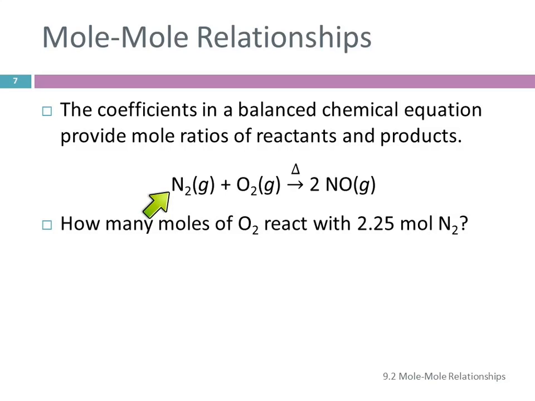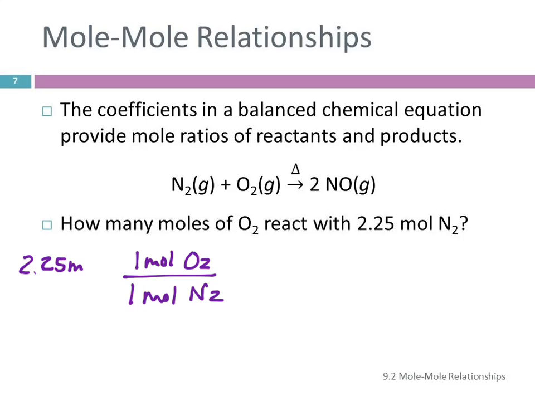Well, we know that 1 mole of nitrogen will react with 1 mole of oxygen. So we can use that. That's a mole ratio. We can use that as a unit factor. For every 1 mole of oxygen, we need 1 mole of nitrogen. So if we have 2.25, okay, I'm just going to start over because I didn't leave enough space.